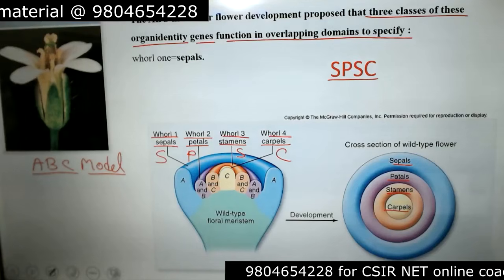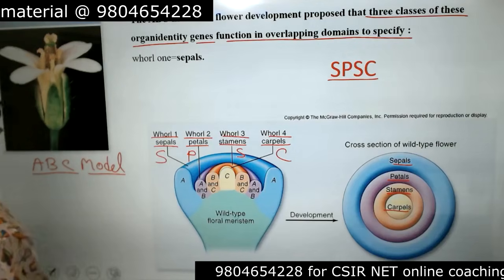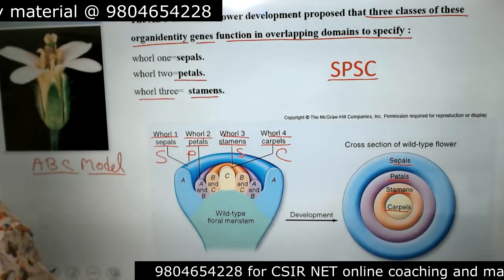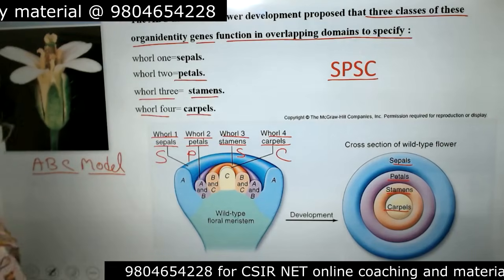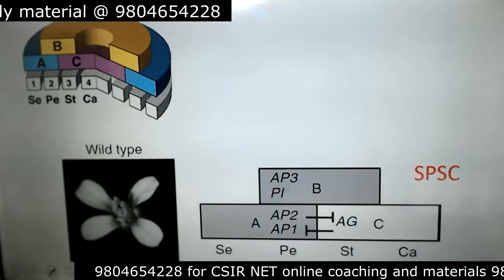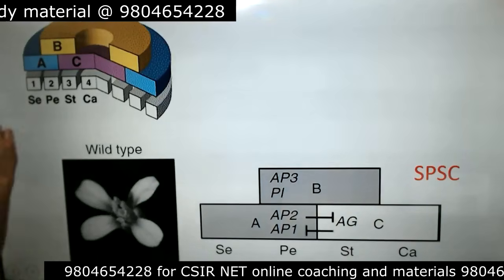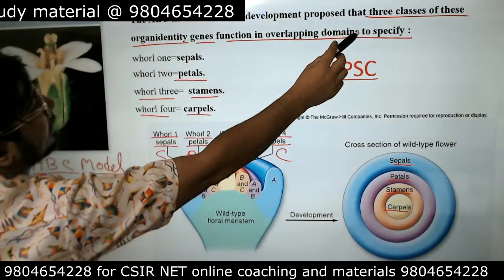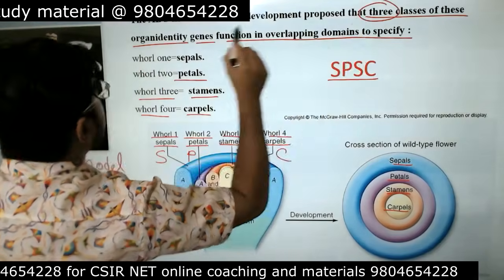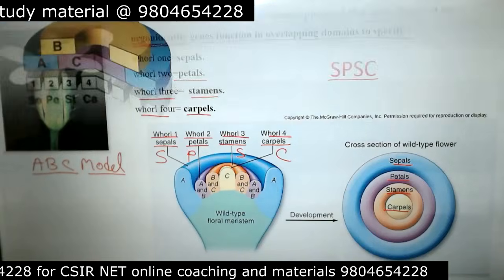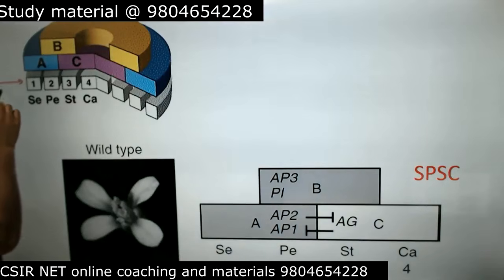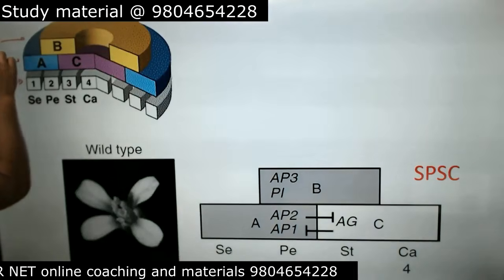Now, if you look here, whorl 1 is sepal, as I told you earlier. Whorl 2 is petal, P. And whorl 3 is stamen, S again. And whorl 4 is carpel, C. So SPSC. Now imagine that there are different whorls. As I told you earlier, there are 3 different classes of these organ identity genes we are talking about. So there are these 3 separate sections. This is 1, this is 2, and this is 3.